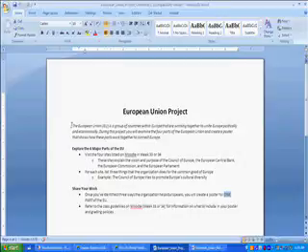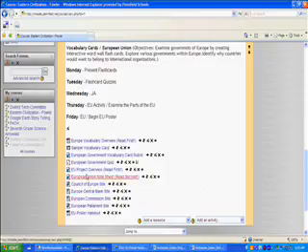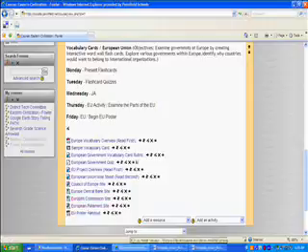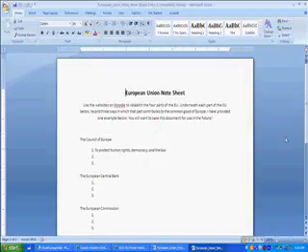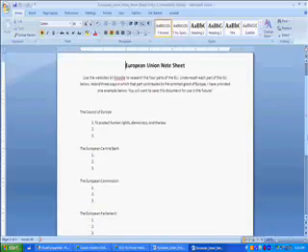For the first day of this project, you're going to have a note sheet, which is right here. You're going to use the note sheet in order to collect information about the four parts of the European Union. The four parts are the Council of Europe, the European Central Bank, the European Commission, and the European Parliament. For each part of the European Union, you want to record 3 ways that that part contributes to the common good of Europe.